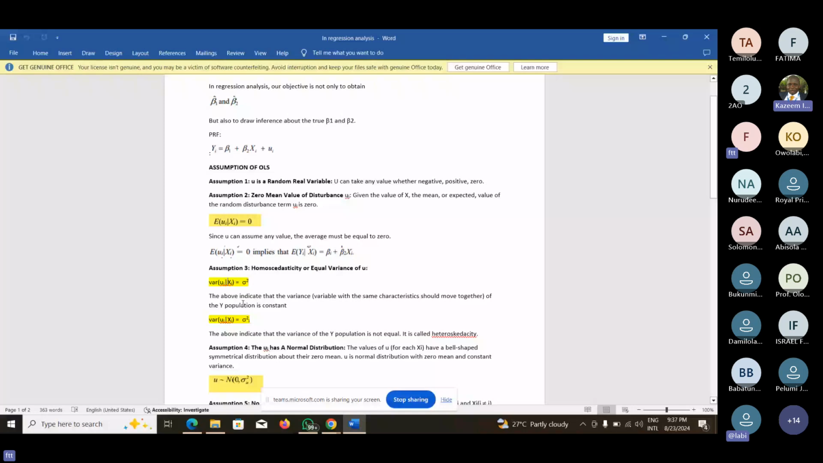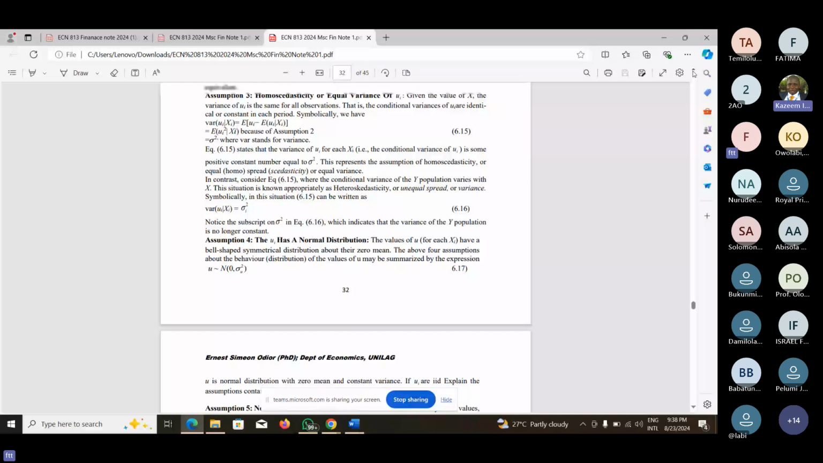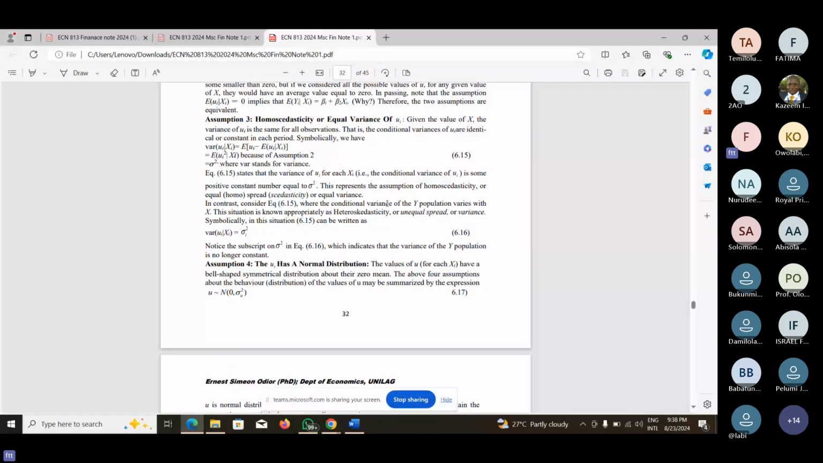Okay, let me go back to the formula. The U is squared. No, the U is not squared now. See, here the U is not squared. They were expressing it differently here, but this is the standard formula. Do you understand? That is why it is squared. When you solve this variance of u given the value of x, it is equal to the expected value of u minus expected u, given x, and they now square it. After they square it, it gives you this sigma squared.